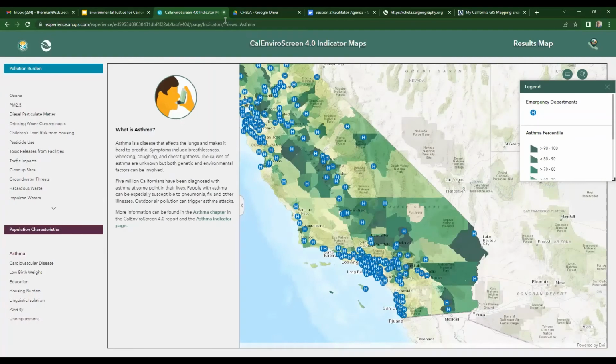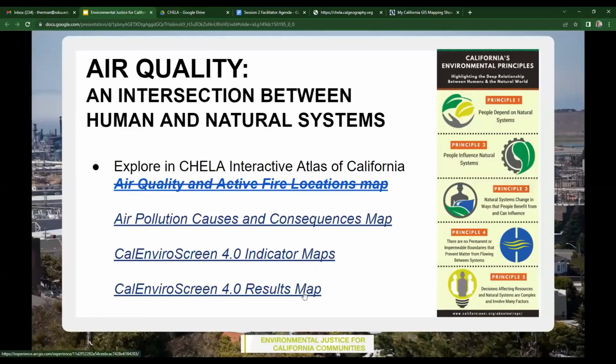Okay, so the third map in here, I won't even go into that, but this is the results map. That's the map where you can look up your individual address or zip code and find out the whole list of pollution burdens in that particular location, right?